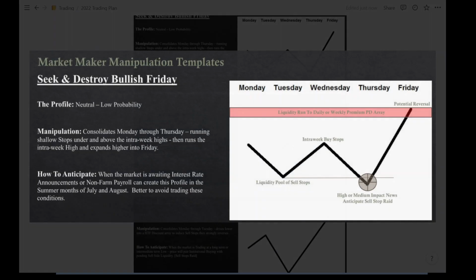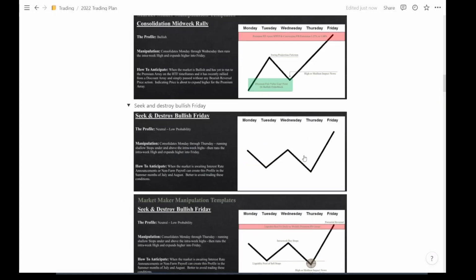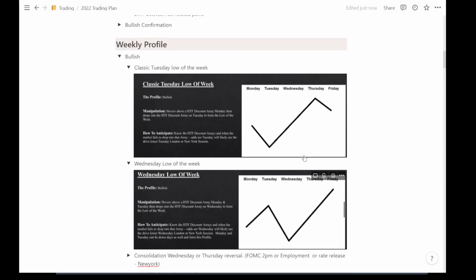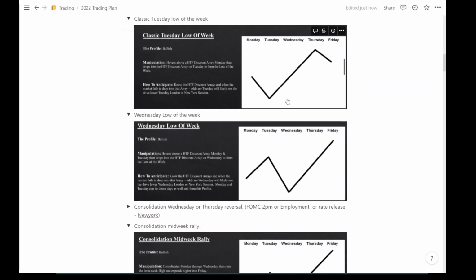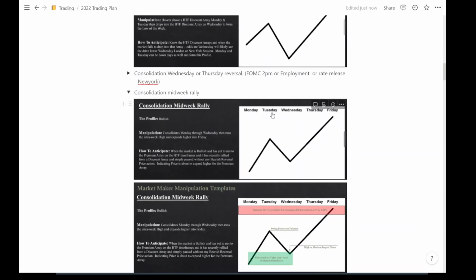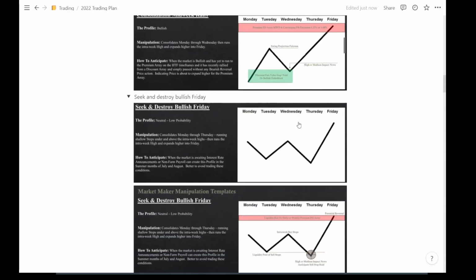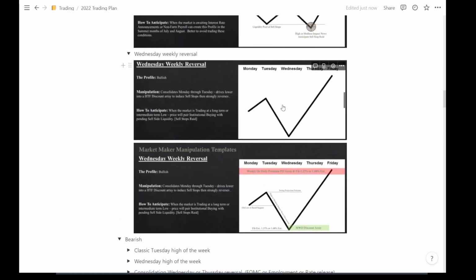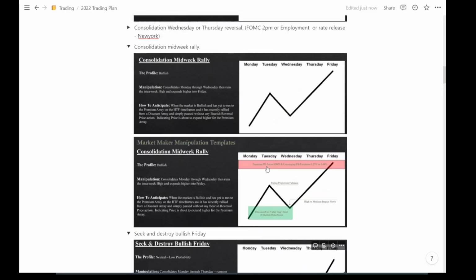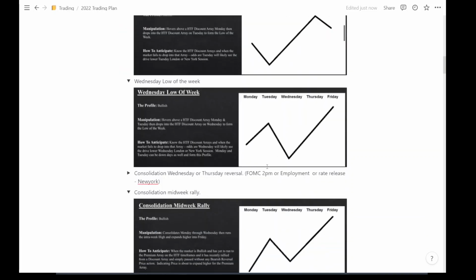This profile. All right, but for the week that I'll be trading, I'll mostly be looking for classic Tuesday low of the week, Wednesday low of the week, consolidation midweek rally, or Wednesday weekly reversal. One of those four. Those are the ones that I like the most, and those are the ones I'll be looking to unfold.